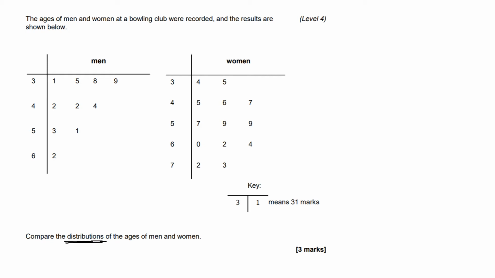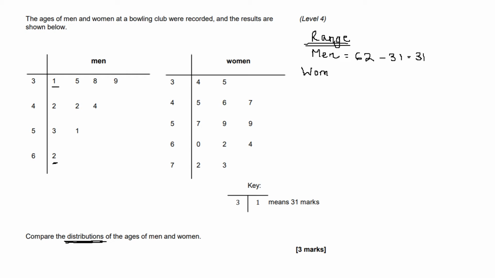So we're going to find 2 things from our stem and leaf diagram. First of all, we're going to work out the range for each group. So to work out the range, we're going to take away the smallest value from the largest value. So if we have a look for men, the oldest man at the bowling club is 62 years old. The youngest man at the bowling club is 31 years old. So the range for men is 31.